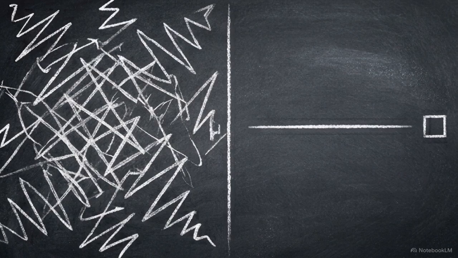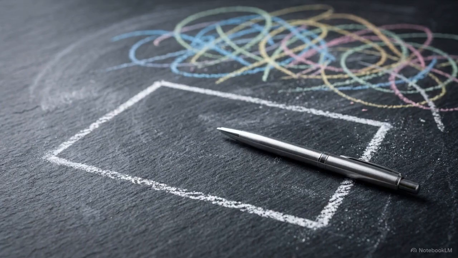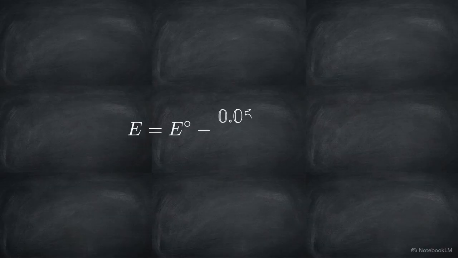Panic thrives on noise. When you encounter a complex chemistry problem, the instinct is to react to the clutter and rush through the data. But power is in the silence that precedes the work. It's the decision to stand still while the variables swirl around you. This is the Nernst equation.